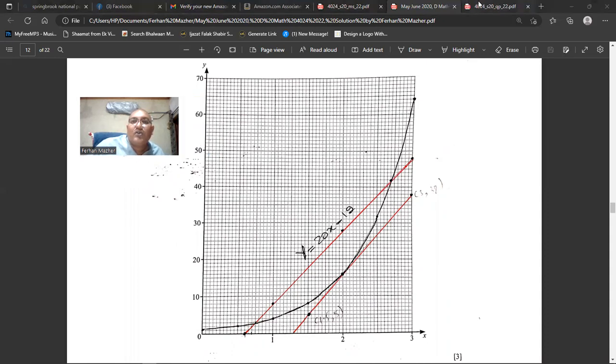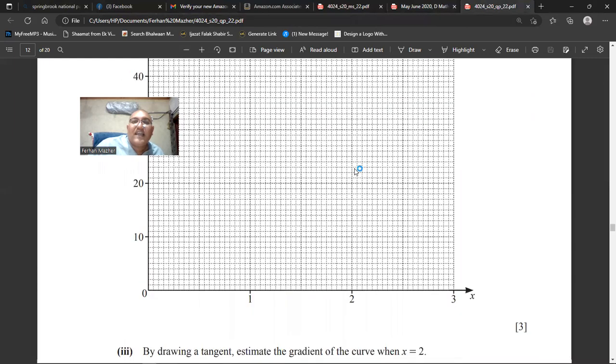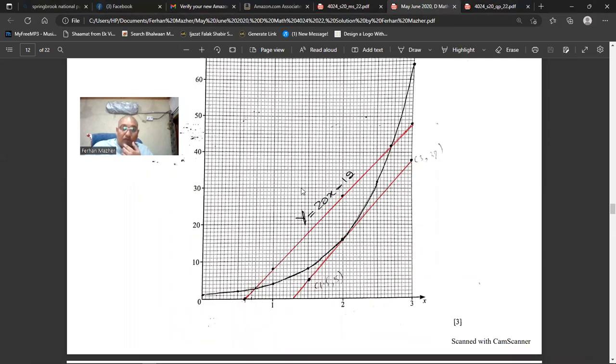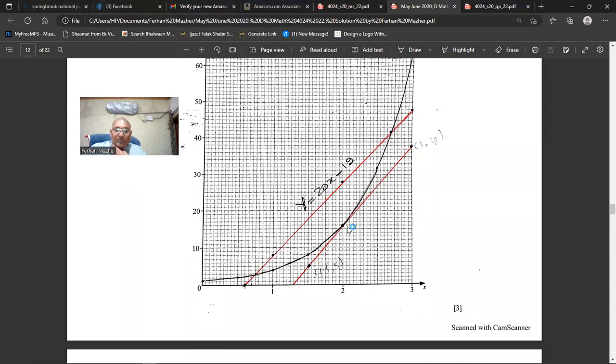Okay, so the next thing they are asking is, by drawing a tangent, estimate the gradient of the curve when x is equal to 2. So at x equals 2, I will draw a tangent. You can see this red line, that's the tangent. A tangent is a line which touches the graph only at that point. So this red line is the tangent to that curve at x equals 2.